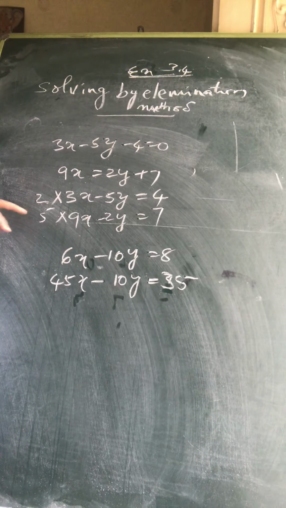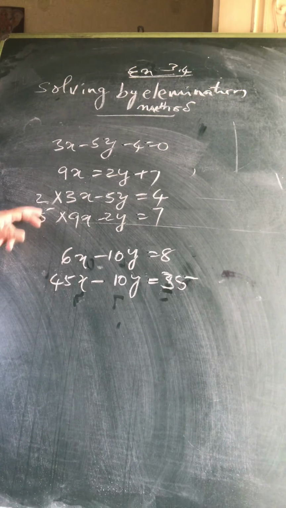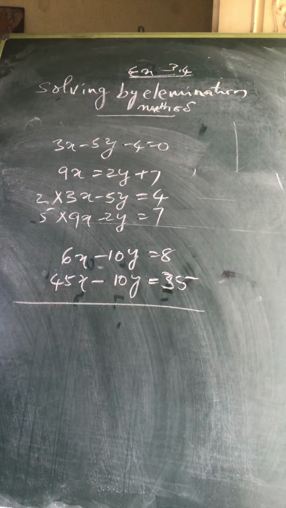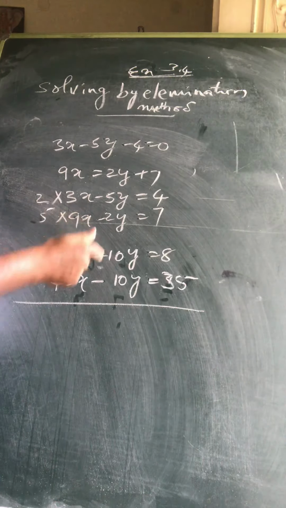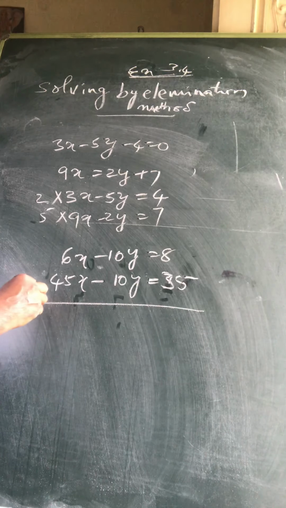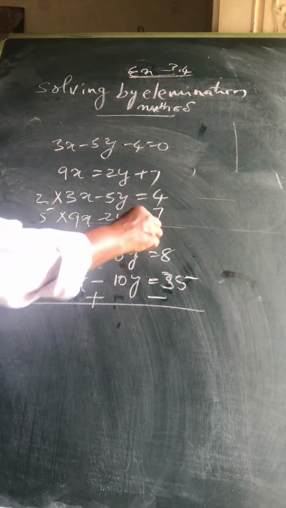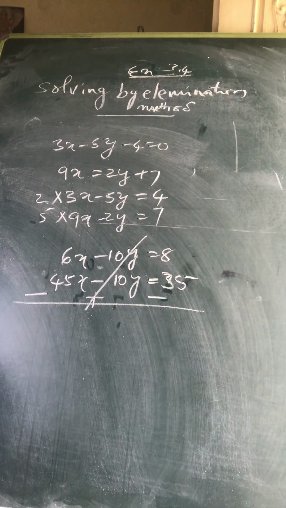Are you understood? 5 9s are 45x, 5 minus 2s are minus 10y is equal to 35. Now you can eliminate the y. What are we supposed to do to eliminate the y? By addition it's not possible, we have to subtract. Minus plus minus, this is cancelled. Minus 10y plus 10y cancel.